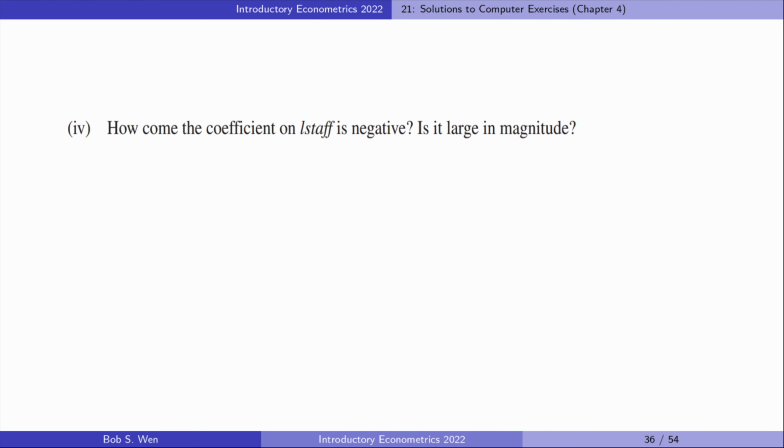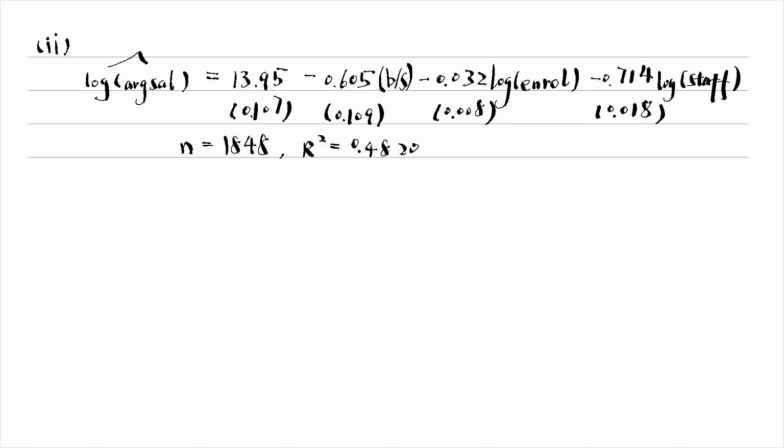The fourth question is about the sign of the coefficient on the log staff. If the number of staff per 1,000 students increases by 10%, the average teacher salary is estimated to decrease by 7%, holding school size and benefit to salary ratio fixed. It makes sense because an increase in the staff to student ratio implies a smaller class size and less teaching work. It is usually associated with a lower salary.